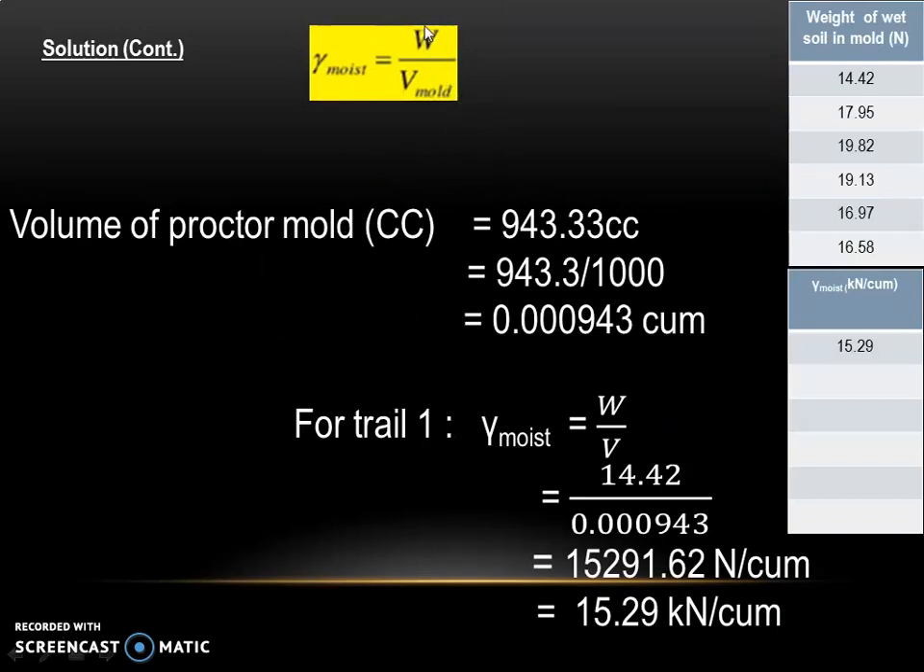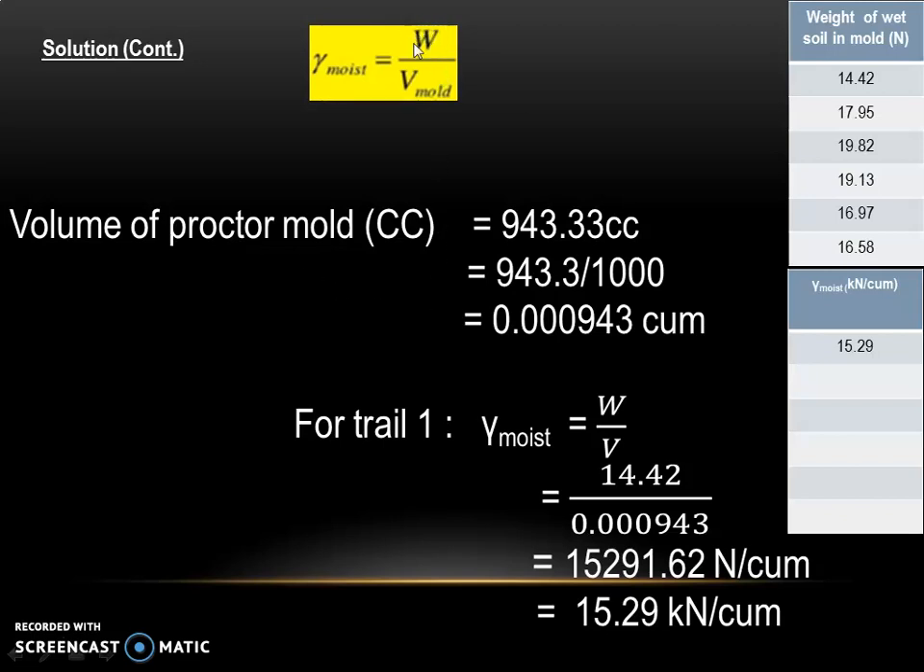After finding the weight, we need to know the volume of the Proctor mold. Here in the problem, the volume of the Proctor mold is given directly, that is 943.33 cubic centimeters. We need to convert it into cubic meters. So 943.3 divided by 1000 will give us 0.000943 cubic meter. Instead of giving the volume of the mold, sometimes the radius and height of the mold will be mentioned, with which we can find the volume as pi r squared into h.